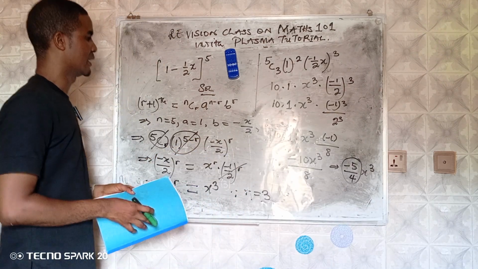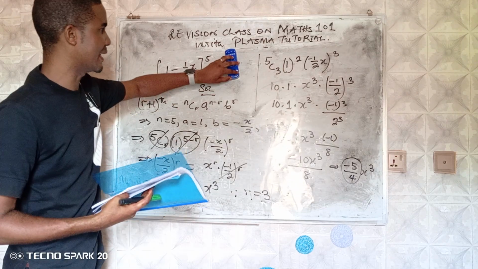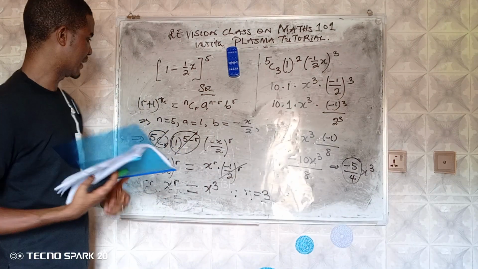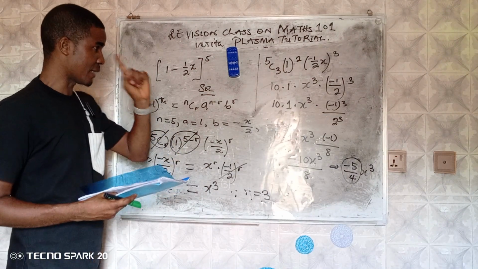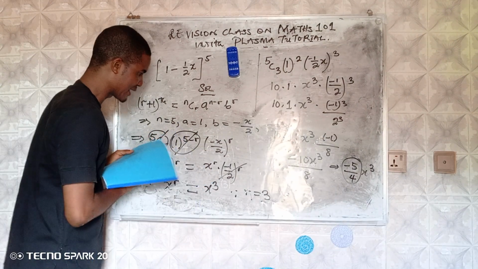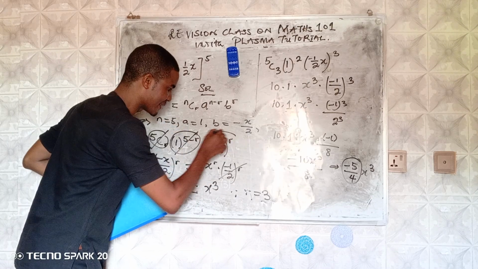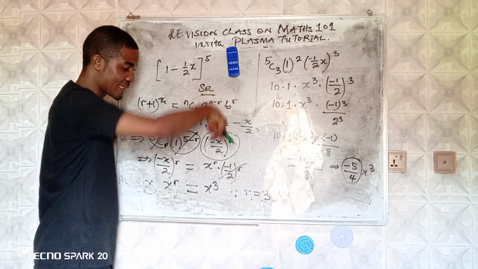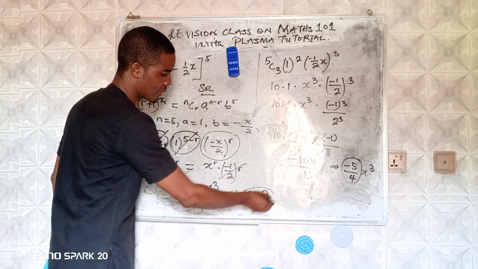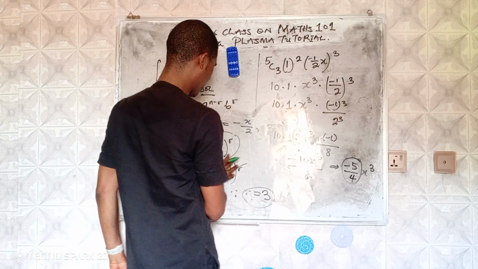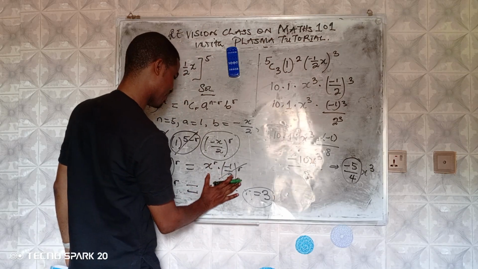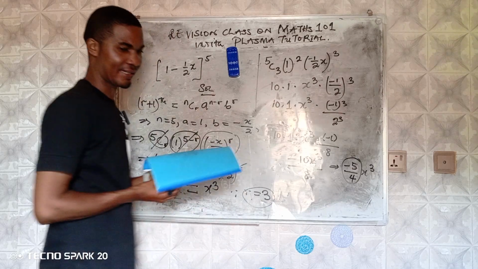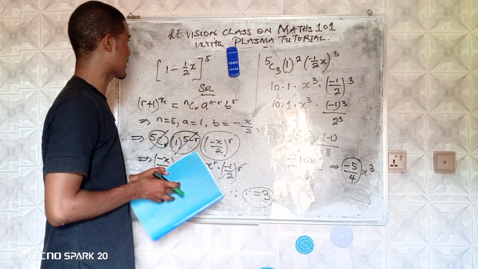So I believe that was very clear. You can replay the video over and over again. The main point here is how to simplify this to get the value of r. And when you have gotten the value of r, you put in whatever you have simplified, so that you can get the final expression for that.